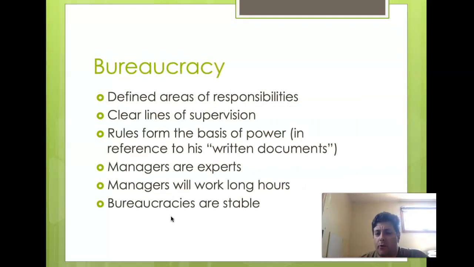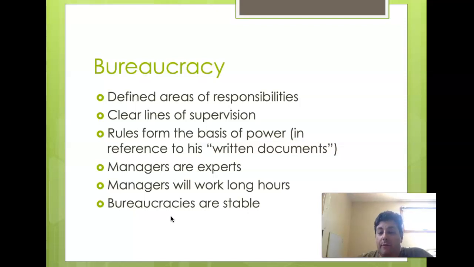It's a structural arrangement of workers, and it defines areas of responsibility. It creates clear lines of supervision. It forms the basis of power. So people who are more powerful because they're higher up in the bureaucracy have that power because it's written into the processes and the policies of the organization.